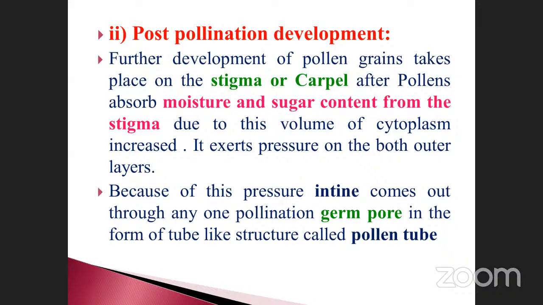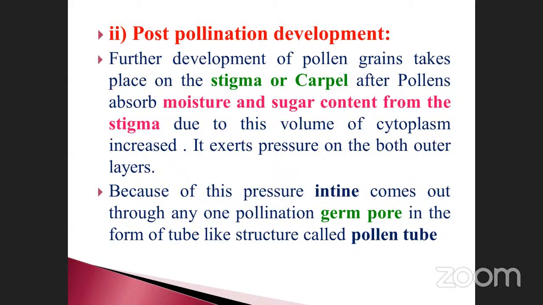The pollen absorbs moisture and sugar content from the stigma. Due to this, the volume of cytoplasm increases. This has been asked many times. When the pollen grain reaches the stigma, which contains nutritive substances and water molecules, these are absorbed by the pollen. As a result, the cytoplasmic volume inside increases and exerts pressure on both outer layers. So these are the initial reactions for the formation of the pollen tube.